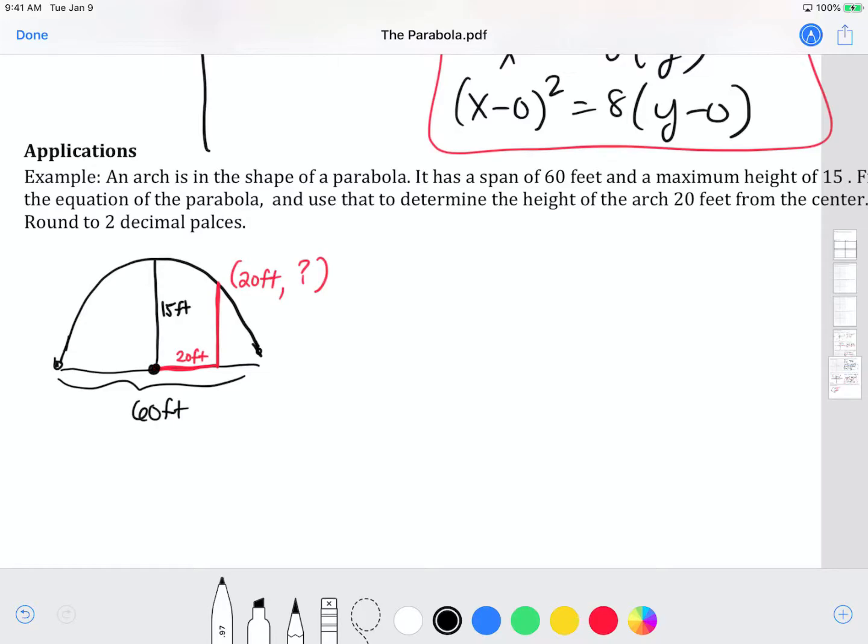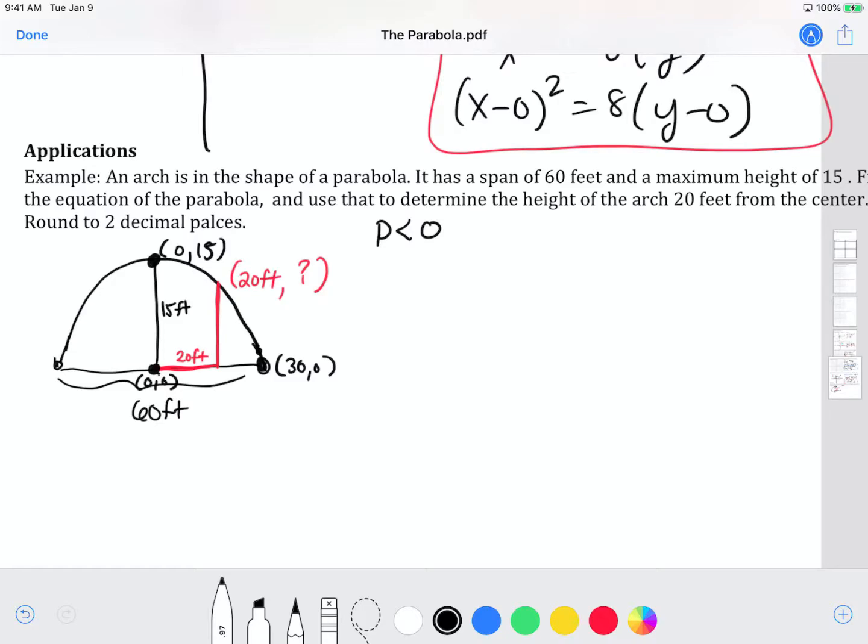So if we call this point here the origin 0, 0, then this point right here would have to be 30, 0 because it's half the distance all the way across. The vertex will have to be 0, 15 since it has a maximum height of 15. Because the parabola is upside down, we know that our value of p is going to be negative.